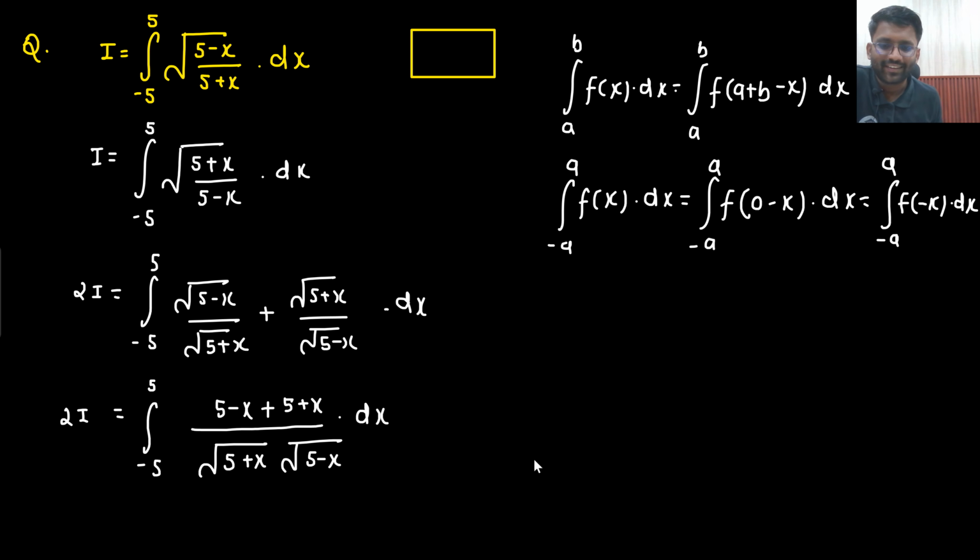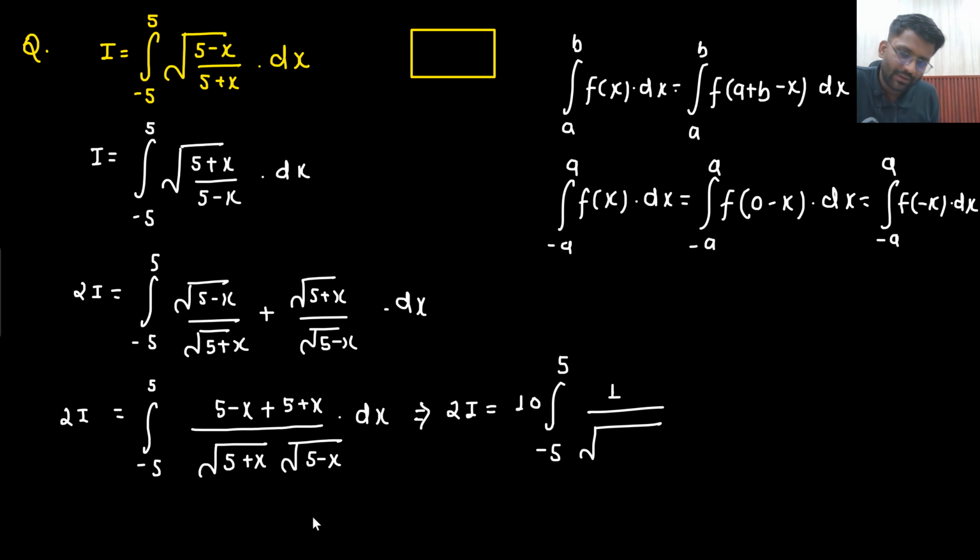How am I struggling in these kind of problems, right? These kind of questions are from JEE only, no? In JEE we used to solve these kind of problems. So 2I equals integral from minus 5 to 5. What will you get here? 5 plus 5 will be 10, so 10 I am taking outside, integral from minus 5 to 5, 1 upon root, this will become (a plus b) into (a minus b), so a square minus b square, so this will become 5 square minus x square, dx.